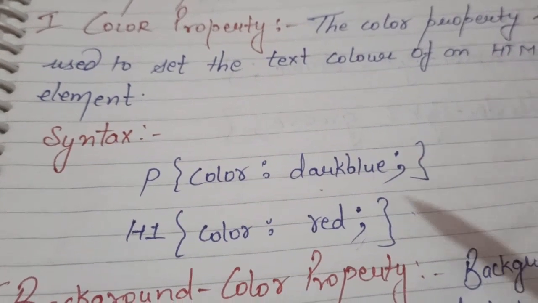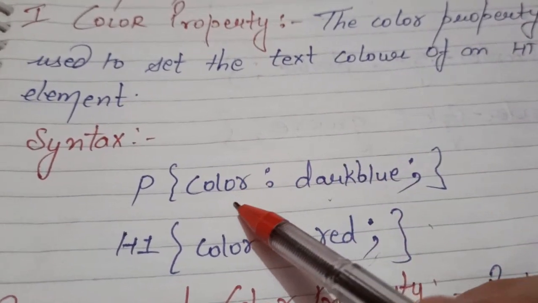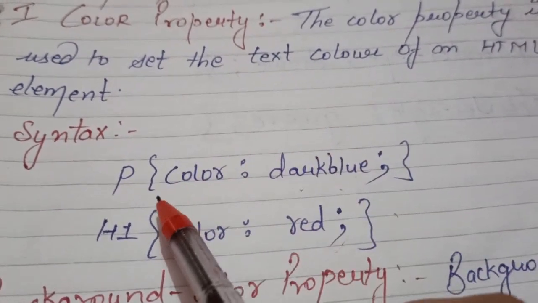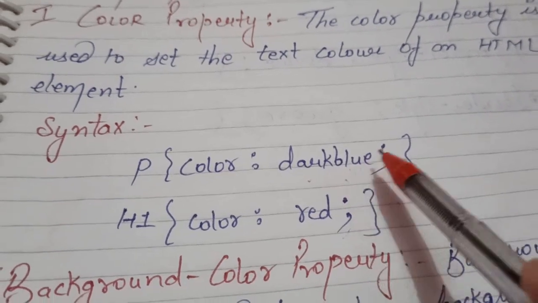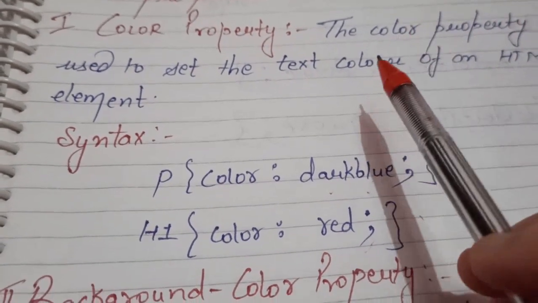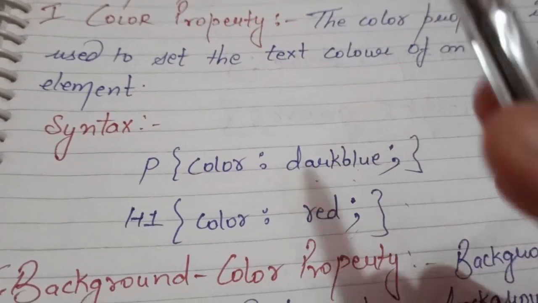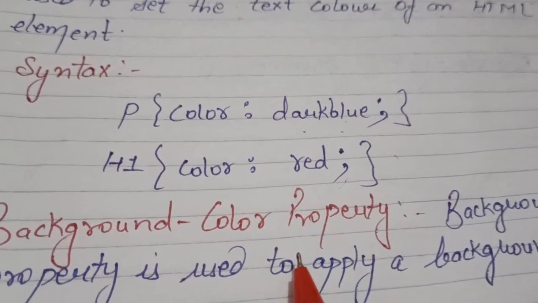I think it might be clear to you how to use the color property, meaning the syntax of defining the color. Don't write font color; you just simply write color with a colon, then assign the value, and then a semicolon. That's it. So this color would change the text color of the HTML element. Clear? Now come to the next one, that is the background color property.